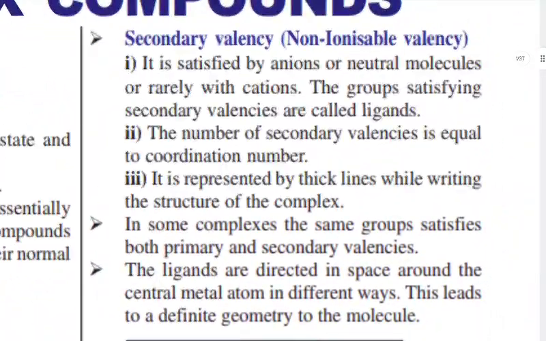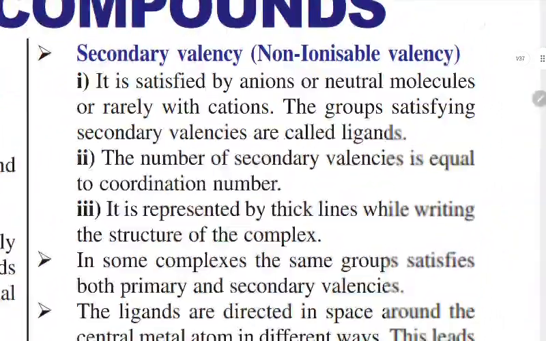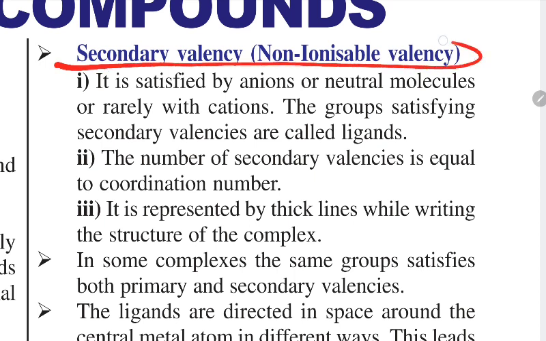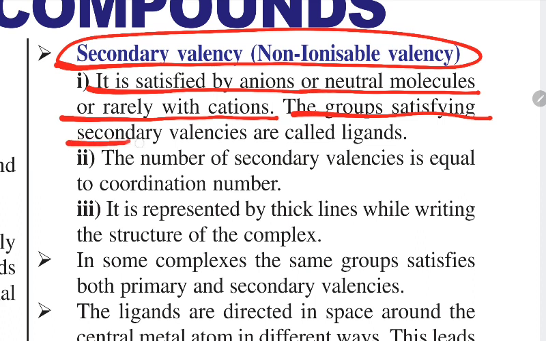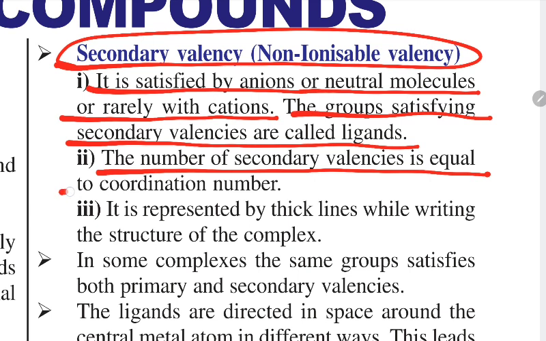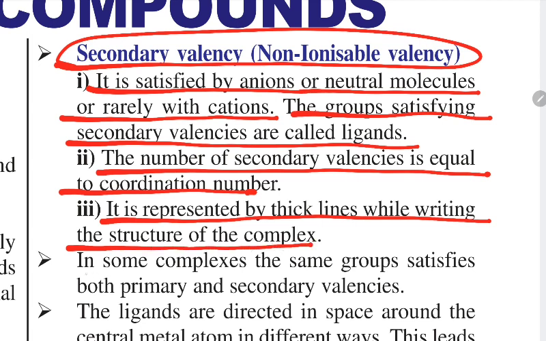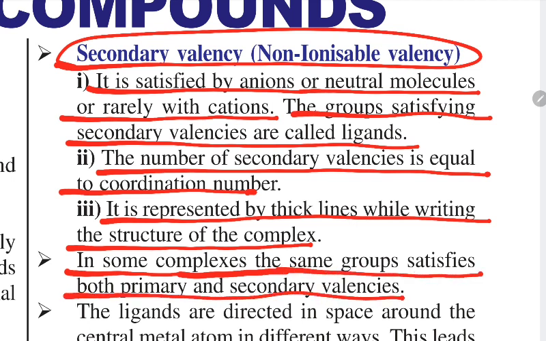Now see the secondary valency. Secondary valency is the non-ionizable valency. It is satisfied by anions or neutral molecules, or rarely with cations. The groups satisfying secondary valencies are called ligands. The number of secondary valencies is equal to the coordination number. It is represented by thick lines while writing the structure of the complex compound. In some complexes, the same group satisfies both primary and secondary valencies.